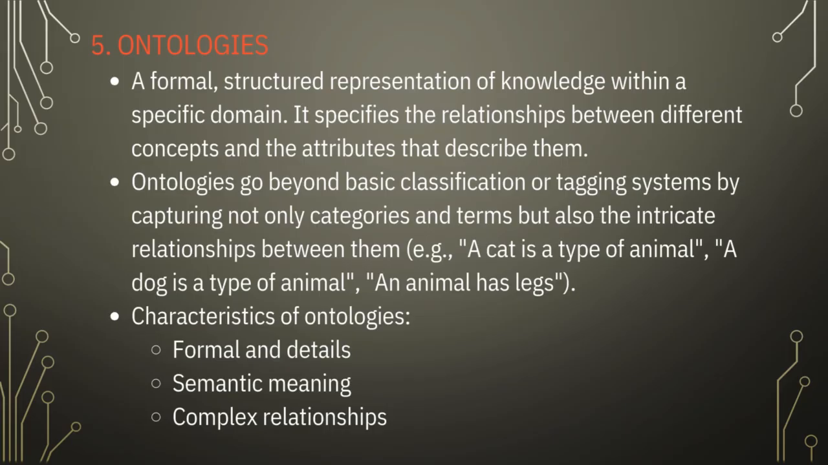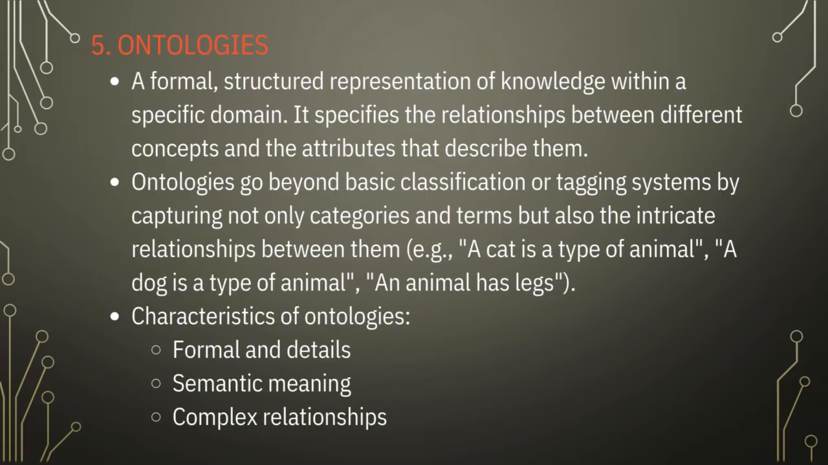Ontologies have three key characteristics. First, they are formal and detailed. Ontologies are created using well-defined models and rules, often designed for machine processing. Second, they capture semantic meaning. This allows systems to understand concepts at a deeper level, supporting intelligent search and knowledge discovery. Third, they model complex relationships, including hierarchical, associative, and part-whole relationships.